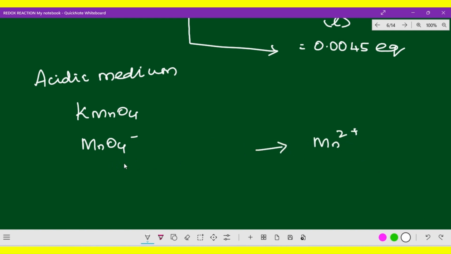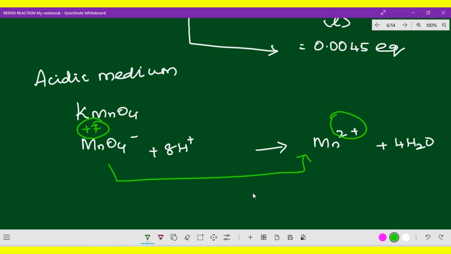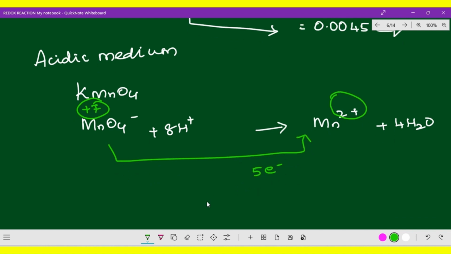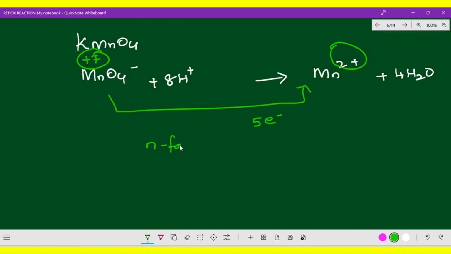I have already mentioned how to identify that. Here there are 4 oxygens, so 4 water molecules, right? And 4 hydrogens here, so 8H plus ions. Now, how do we identify the number of electrons changed? The oxidation number here is plus 7 and here plus 2, so 5 electrons change. So the N factor is 5, you know very well. The N factor of KMnO4 is 5, from 5 electrons change.